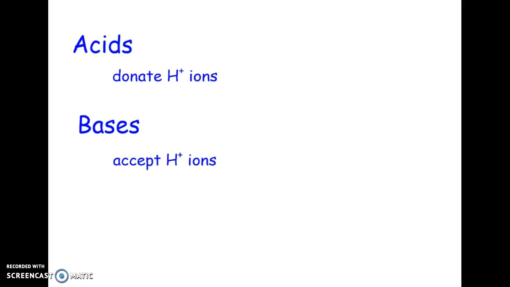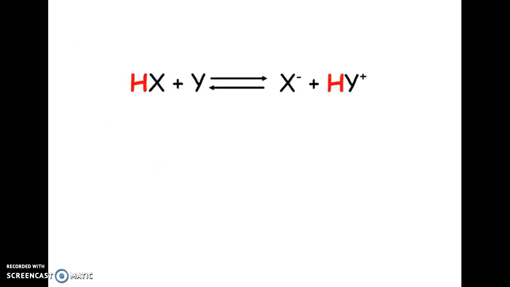In order to determine whether something is an acid or a base in this definition, you have to look at an actual chemical reaction. So here I have just a generic reaction between an acid and a base. X and Y are variables here, not actual specific elements. And you can see that the HX and the X- differ from each other by just an H. And the Y and the HY+ differ from each other by just an H. So we have something that is giving up an H+ ion to another substance and a different substance that's accepting it.